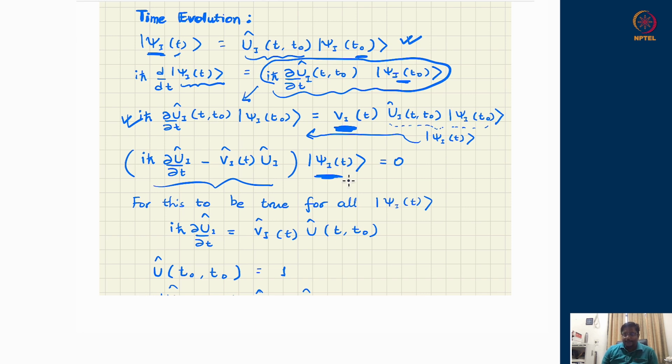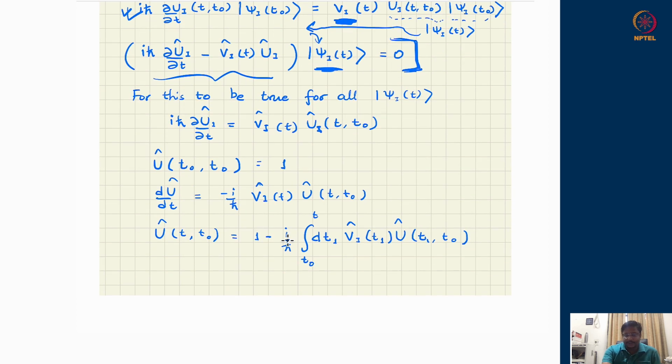Okay, and now this equation should be true for all wave functions, not just for one wave function. I'm not looking for a solution of this equation for which wave function it happens. I'm demanding that it should happen for all wave functions, because given any wave function, I can go to its interaction version, and that interaction version will time evolve like this, and I will get this equation. So if this equation has to be true for all wave functions of the universe, that can only mean that this operator itself has to be 0. That means the time derivative of the unitary should be related to the interaction potential times the unitary itself.